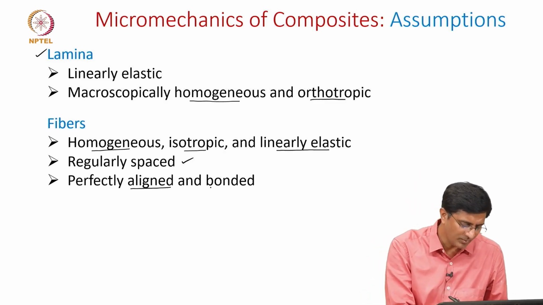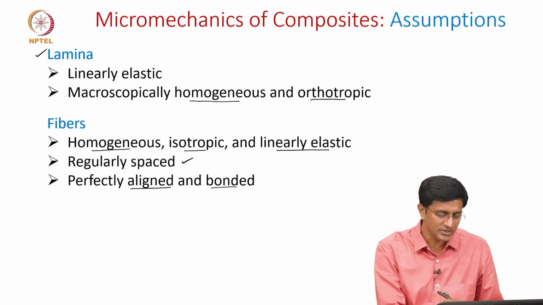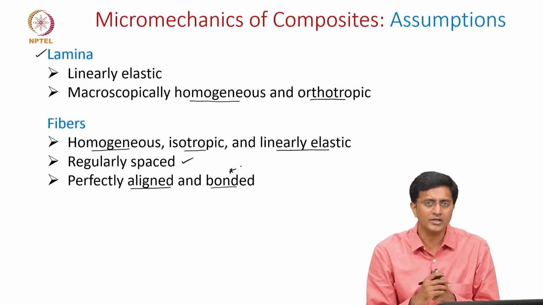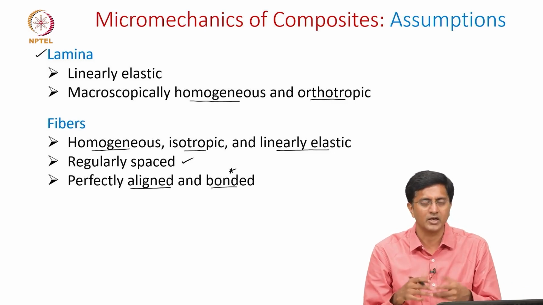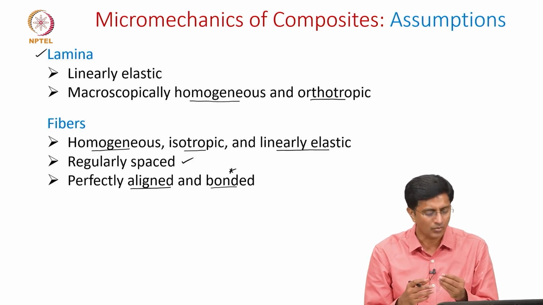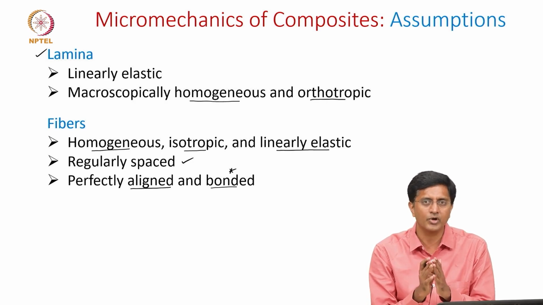And the second assumption we make is that they are perfectly bonded to the matrix material. This is an important assumption to be made, because in reality it's not always true that we have a perfect bond between a fiber and a matrix. Like all materials have defects. Similarly, in composites, one of the major defects people come across is improper bonding between the fiber and the matrix.